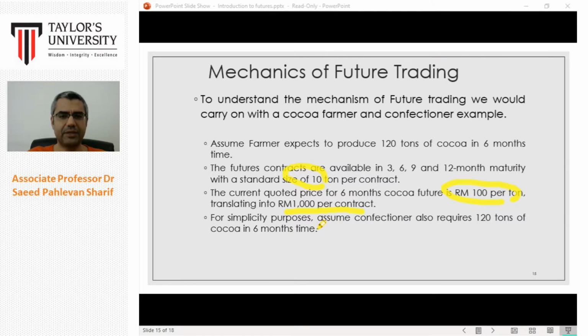On the other hand, we have the confectioner. The confectioner needs 120 tons of cocoa in 6 months. And what happens if the price of cocoa goes up? This is bad news for the confectioner. So both parties want to reduce the risk of price changes, and both are interested in 120 tons of cocoa. So they may use futures contracts to reduce this risk.